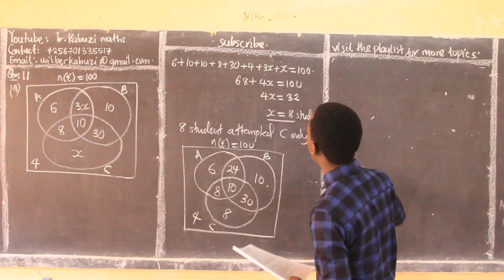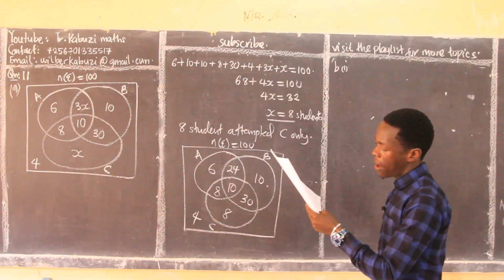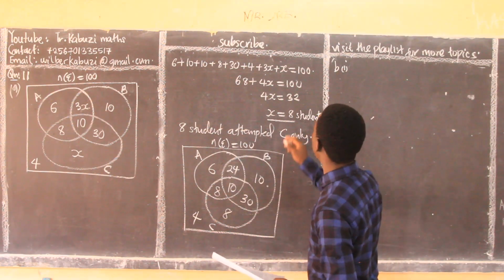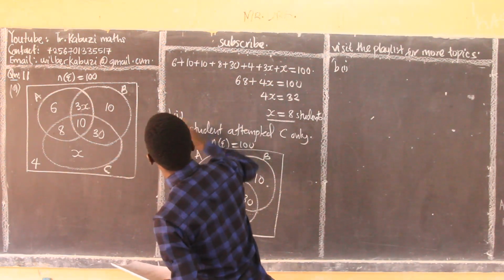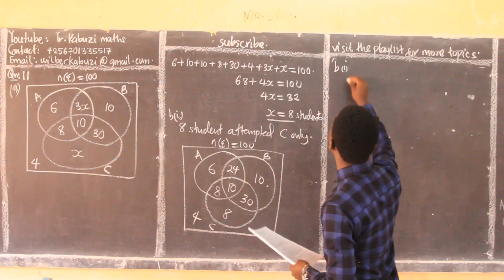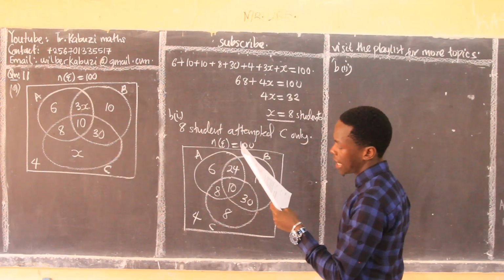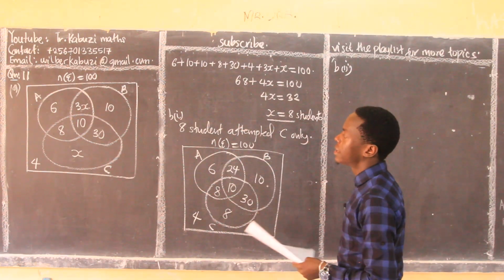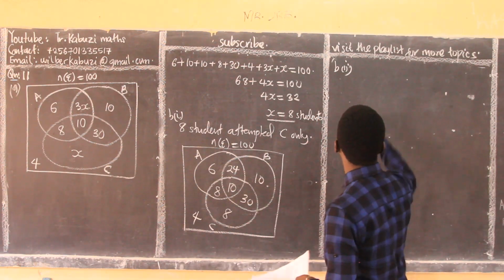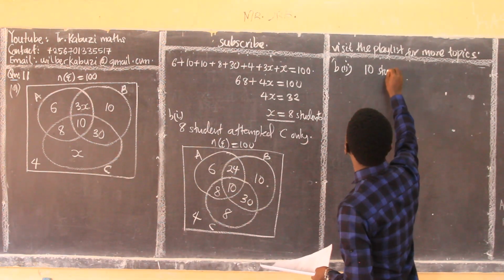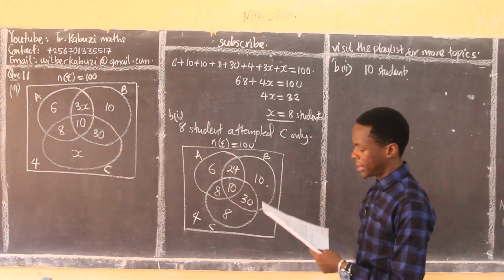So part B, Roman numeral 1, they want us to say how many attempted section B only and section C only. Then Roman numeral 2, each section. How many students attempted questions from each section? Those who attempted the questions from each section were 10. So 10 students from each section. So these ones did questions from A, B, and C.